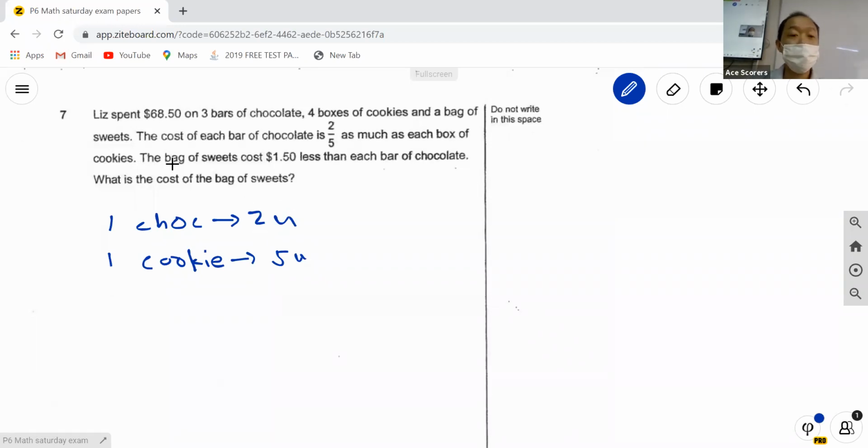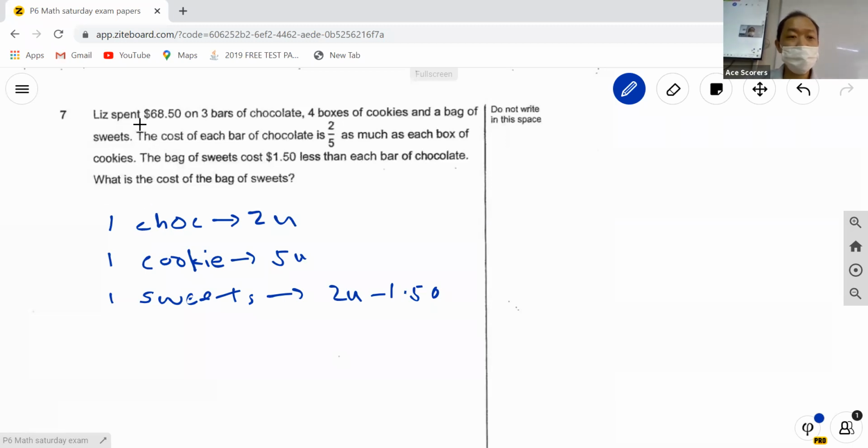How about the sweets? One sweet is $1.50 less than chocolate. So we take 2 units minus $1.50. That's the first thing you need to do, and I know to do this because I have obviously done a lot before. So this should be the fastest way. How about drawing model? I think it's going to be tough. The drawing model is tough.